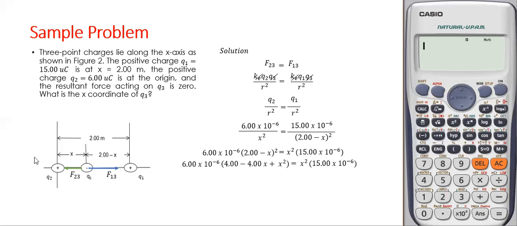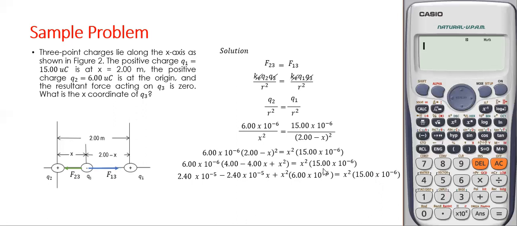Okay? Now, let's distribute po yung 6 times 10 raised to negative 6 dito. So, we have 6 times 10 raised to negative 6 multiplied by 4. That is equal to 2.40 times 10 raised to negative 5. 6 times 10 raised to negative 6 multiplied by negative 4x. That is equal to negative 2.40 times 10 raised to negative 5x. 6 times 10 raised to negative 6 multiplied by x squared, that is equal to x squared 6 times 10 raised to negative 6 equal to x squared times 15 times 10 raised to negative 6.